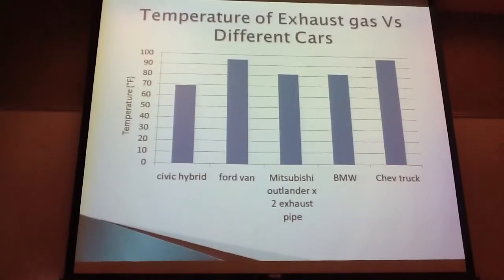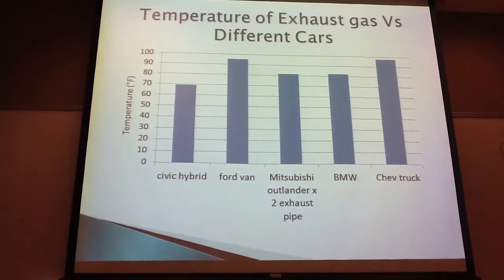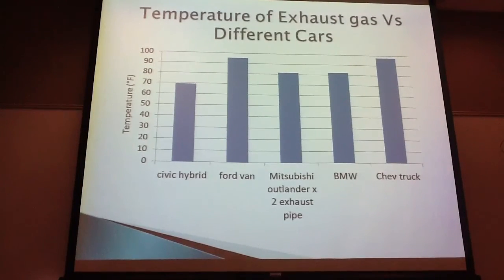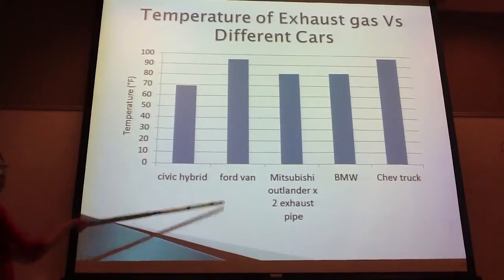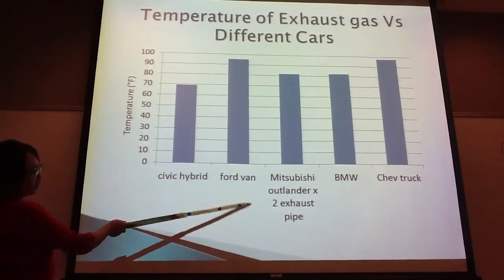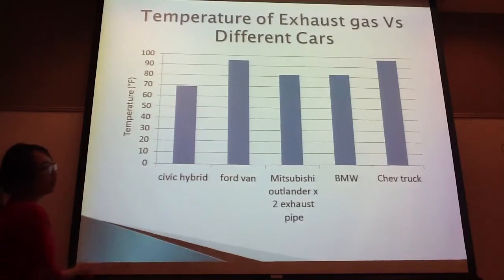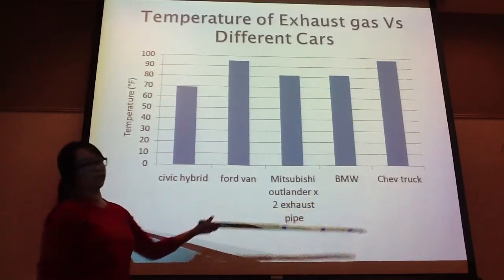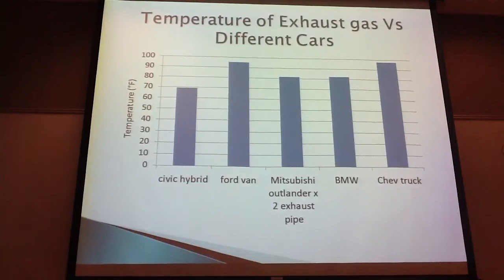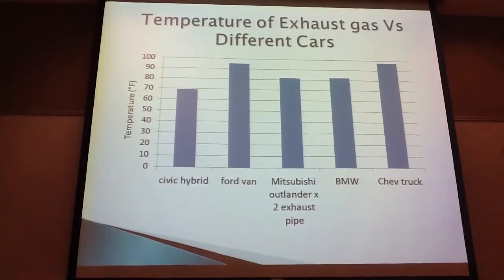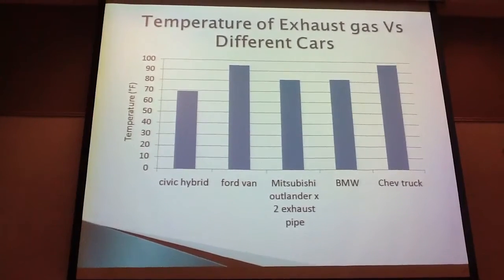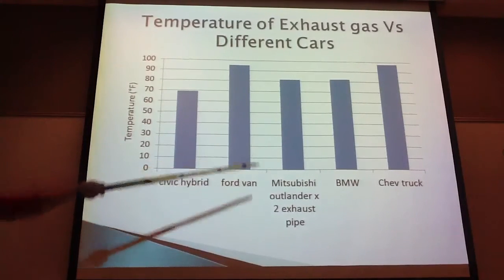And this is the other experiment we did: temperature of exhaust gas for different cars. We did the Civic Hybrid, a Ford van, a UTC Sport van, and a Mitsubishi Outlander. We have 2 exhaust pipes in that car, and a BMW and a Chevy truck that is modified. The temperature of the exhaust gas coming out of each car is different, from the graph reading that we found.